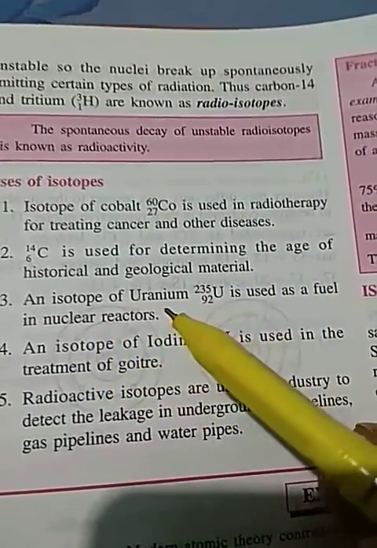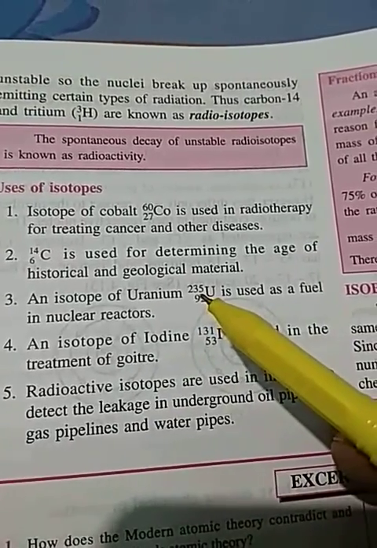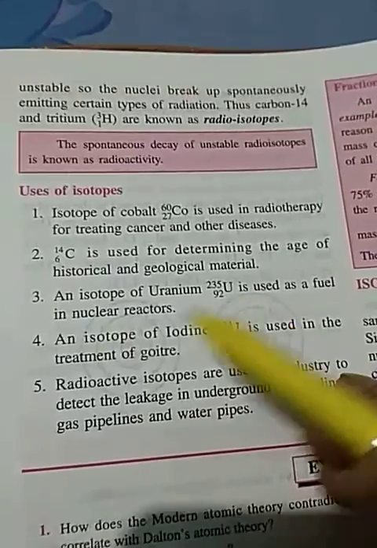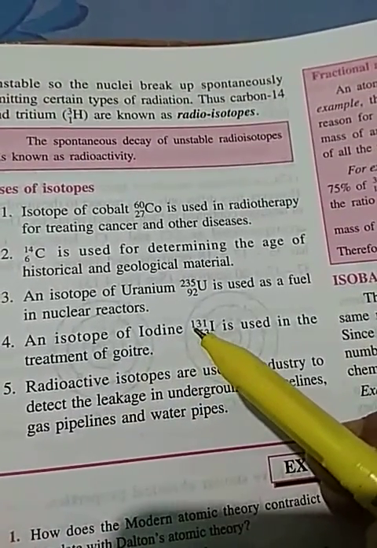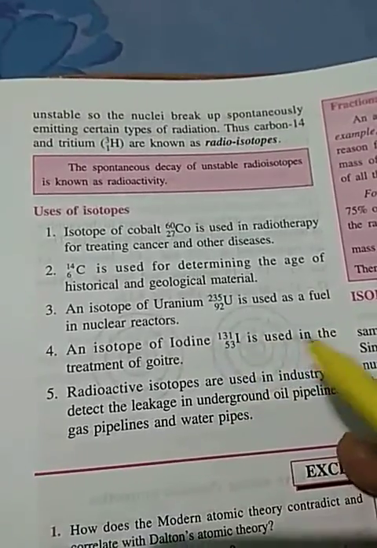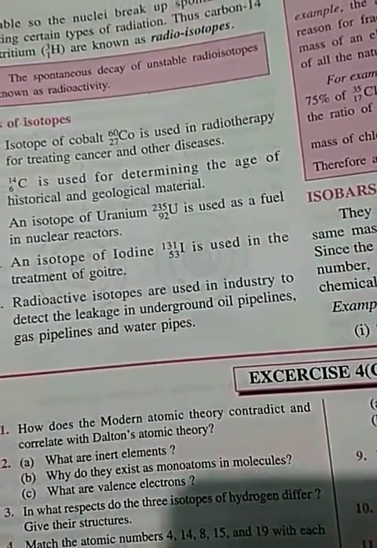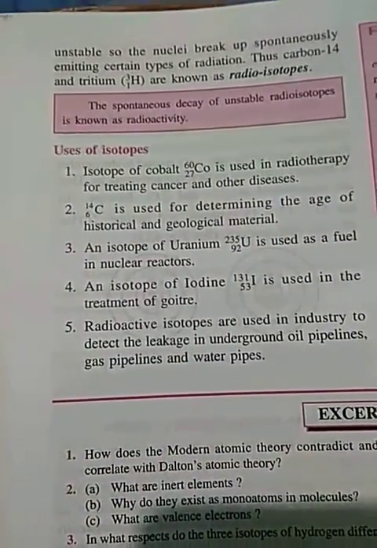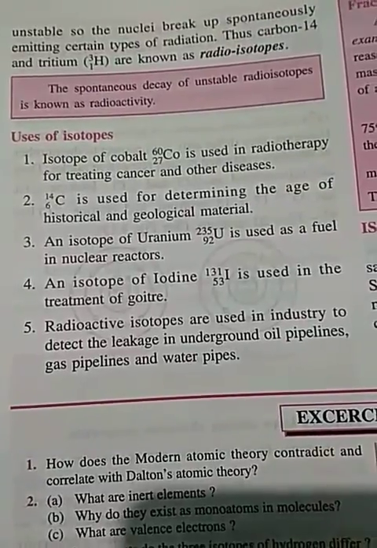An isotope of uranium: there are two isotopes, 232 and 235. Sorry students, it will be 238, I think. It will be 238. This one is used as fuel in nuclear power plants. Iodine has two isotopes, 130 and 131. The 130 isotope is used for the treatment of goiter. What is goiter? Many of you might have seen swelling in the throat of some persons, like a potato or something of bigger size. That disease is called goiter. For the treatment of goiter, the isotope of iodine with mass number 131 is used.